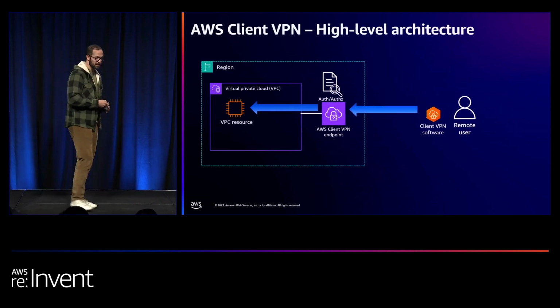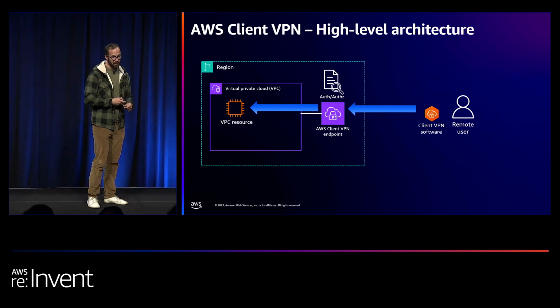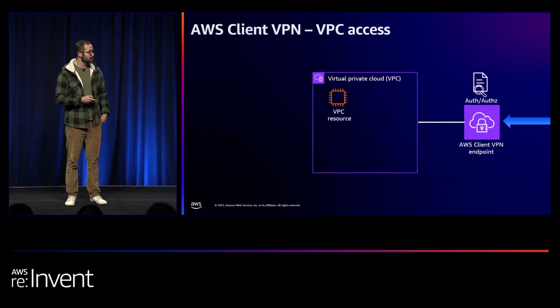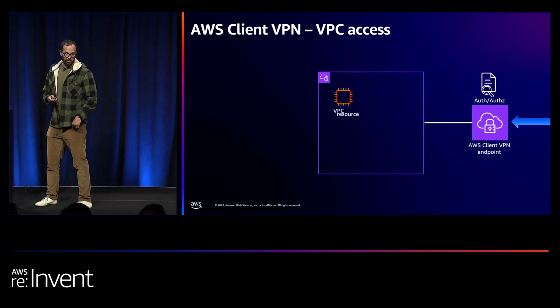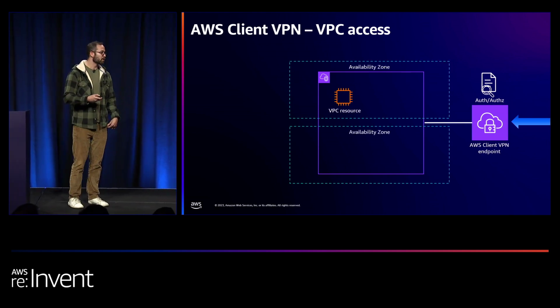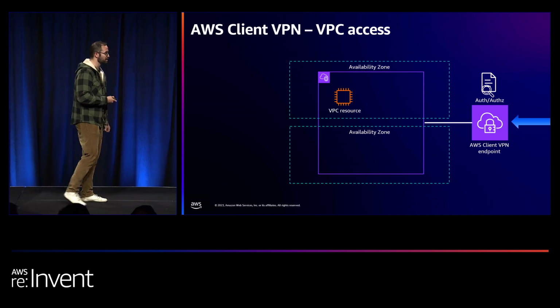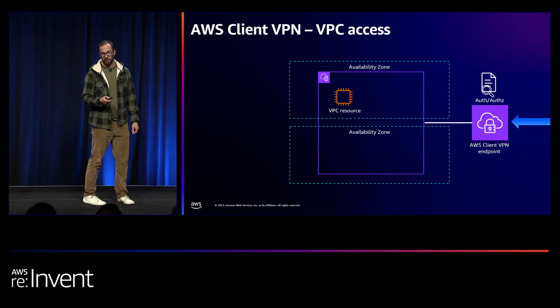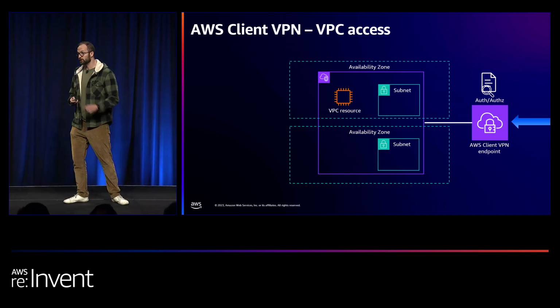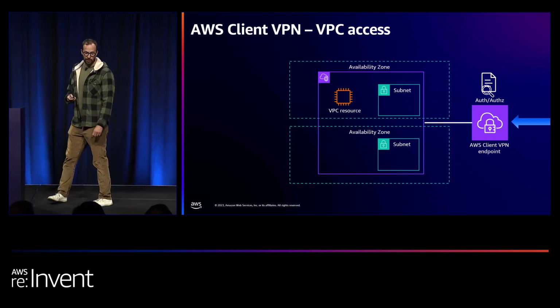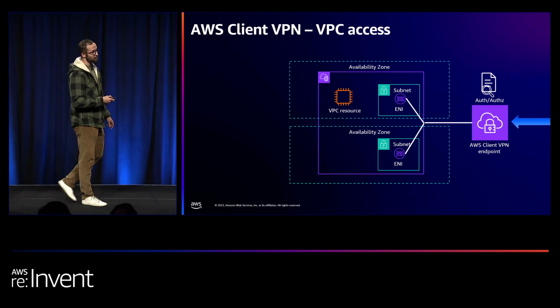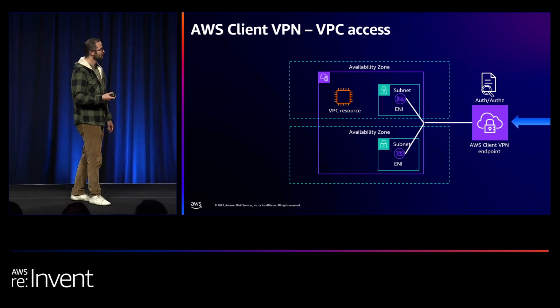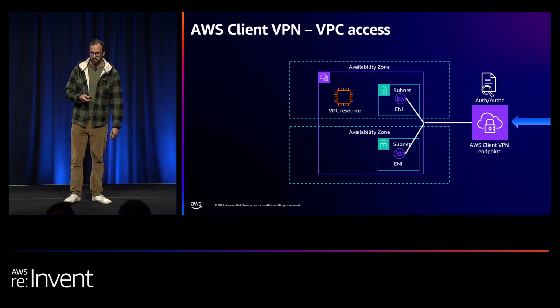Okay, let's look at the final piece. So, client VPN endpoint association with the VPC. And we do recommend that you associate it with more than one availability zone for high availability. The way the association happens is that you decide which subnets you're going to associate with. In those subnets, the client VPN will provision elastic network interfaces, ENIs. Think about them as just virtual NICs.